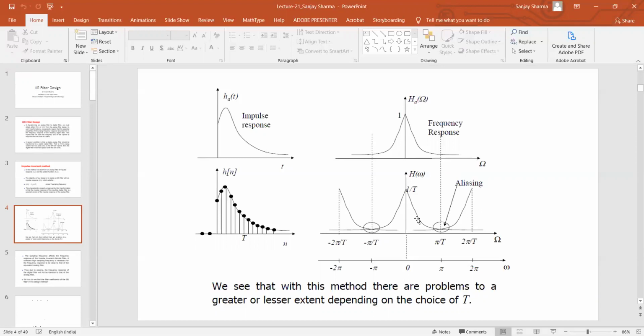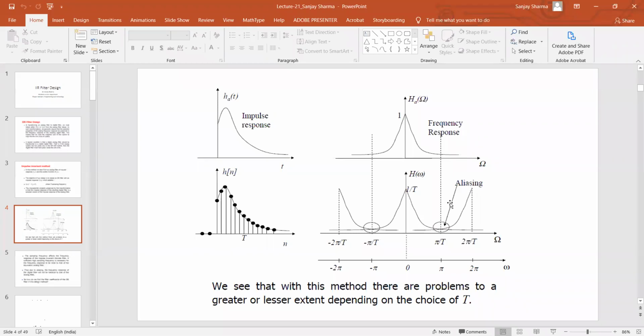That means the nearby, consecutive digital spectra may interfere with each other, resulting in folding frequency and all that. We have already discussed those things. The aliasing problem is there, right? Now, how can we avoid aliasing?